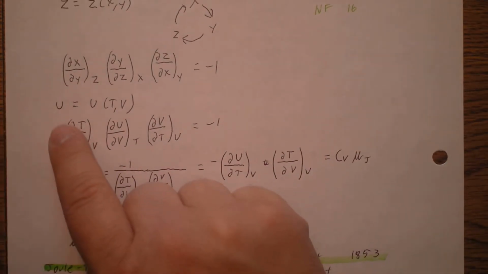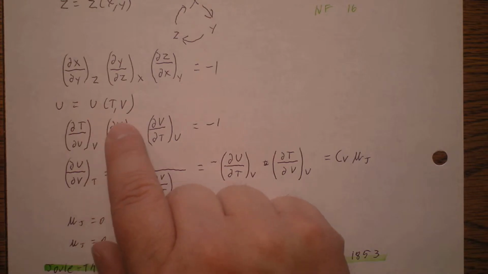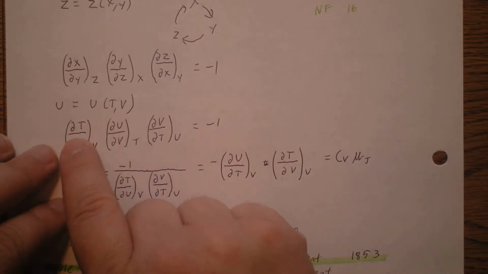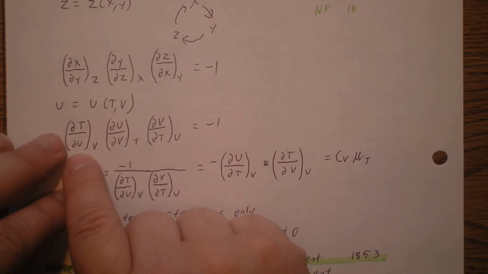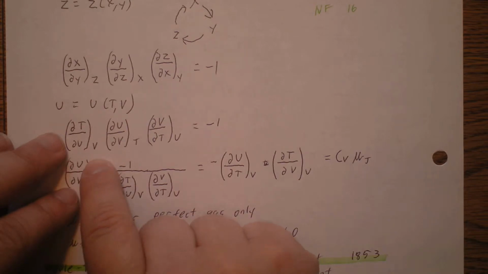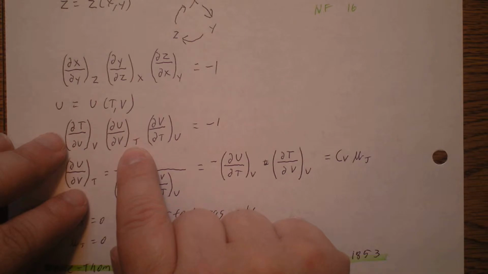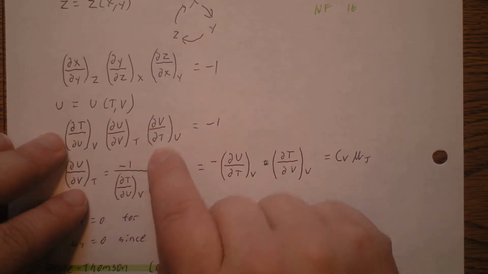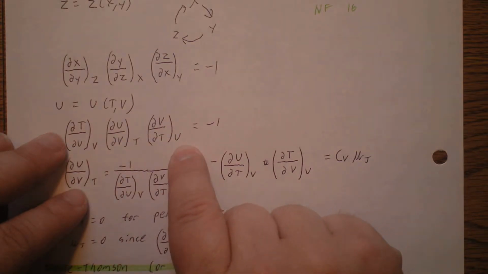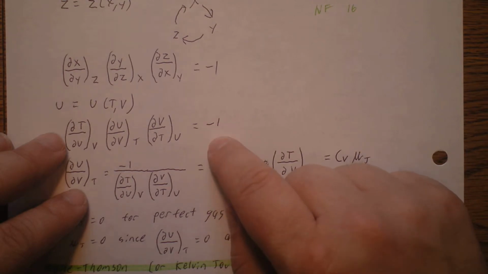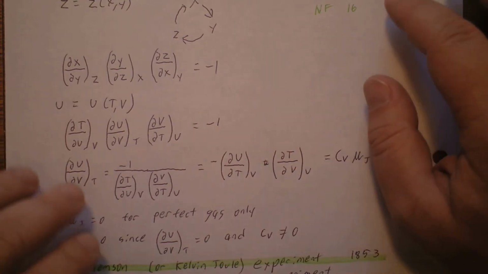So likewise, instead of x, y, z, we have internal energy as a function of temperature and volume. So we know that the partial derivative of temperature with respect to internal energy holding volume constant times the partial derivative of internal energy with respect to volume holding temperature constant times the partial derivative of volume with respect to temperature holding internal energy constant has got to be equal to -1 based on the Euler relation.